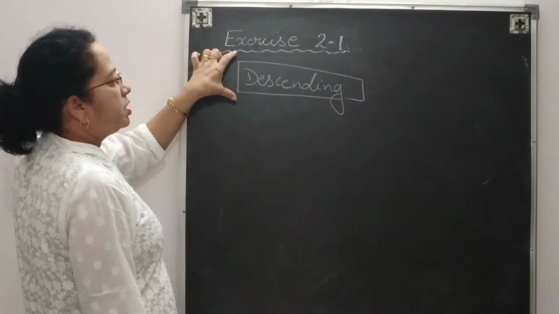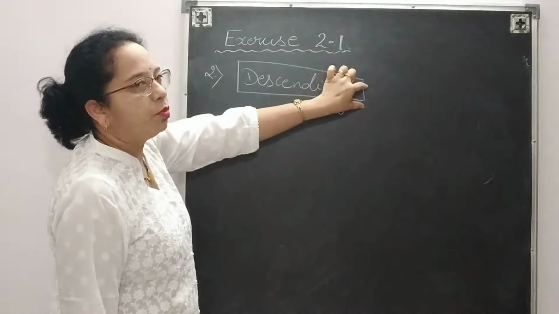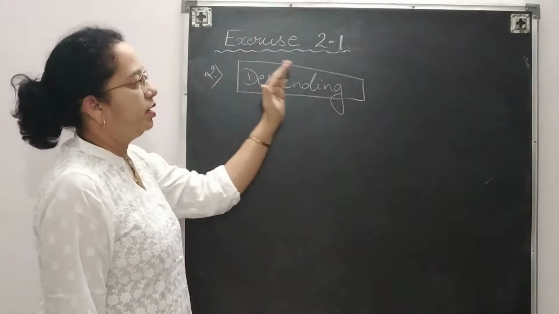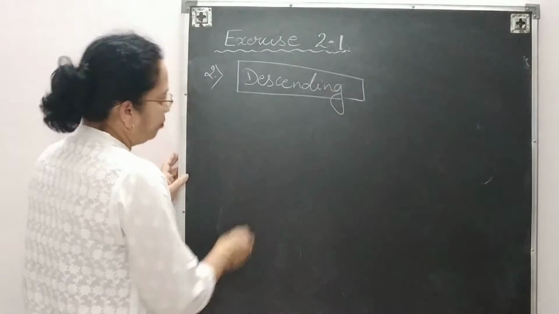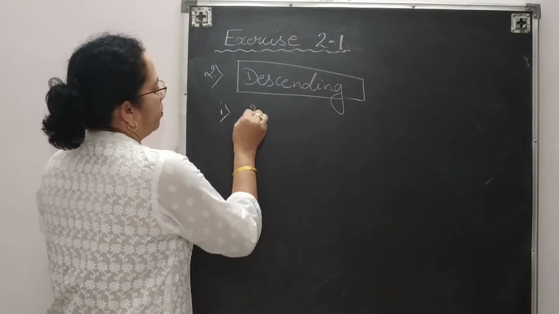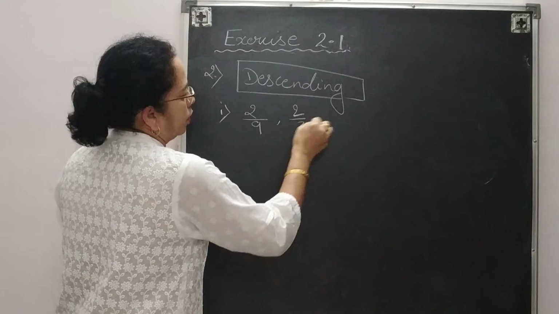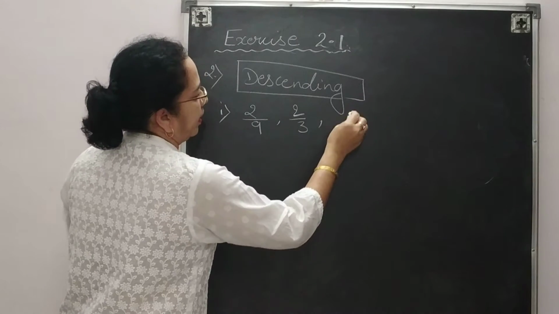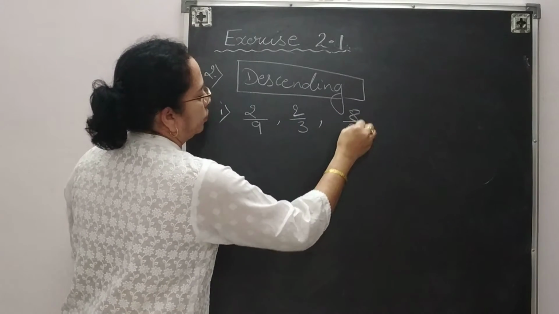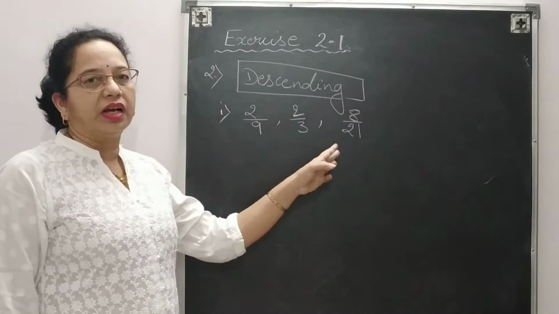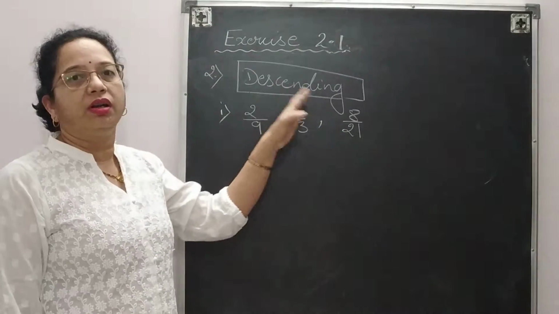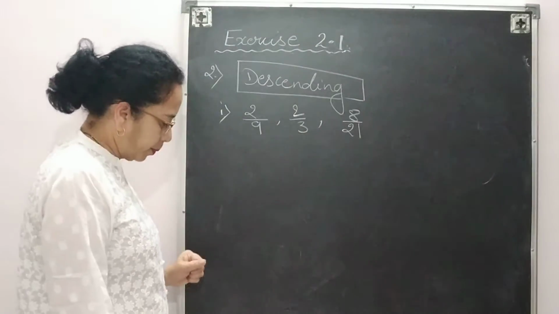So descending order means greater number and then smaller number. So first number will be greater, another numbers will be smaller. So let me take the first sum: 2/9, 2/3 and 8/21. You need to arrange these three fractions in ascending or descending order as per the question.